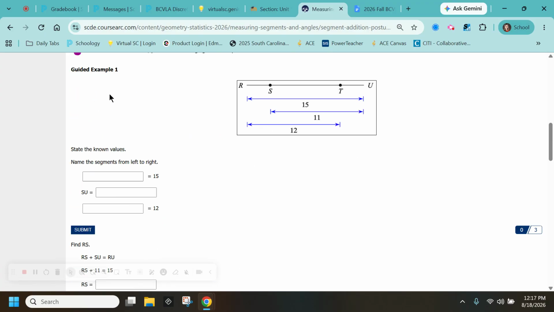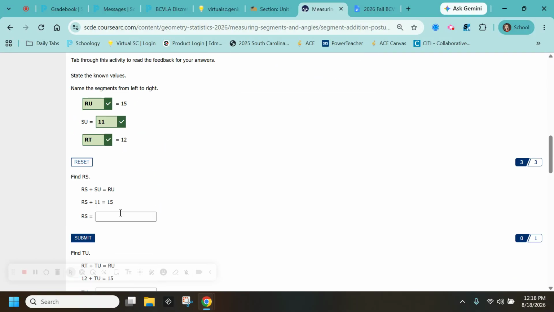I'm going to jump down here to save us some time. So guided example 1, state the known values. Name the segments from left to right. So something is equal to 15. 15 is the entire length. That would be RU. Make sure to capitalize. Segment SU, its length is 11. And then what is equal to 12? That is RT. And we are going to use these numbers further down here.